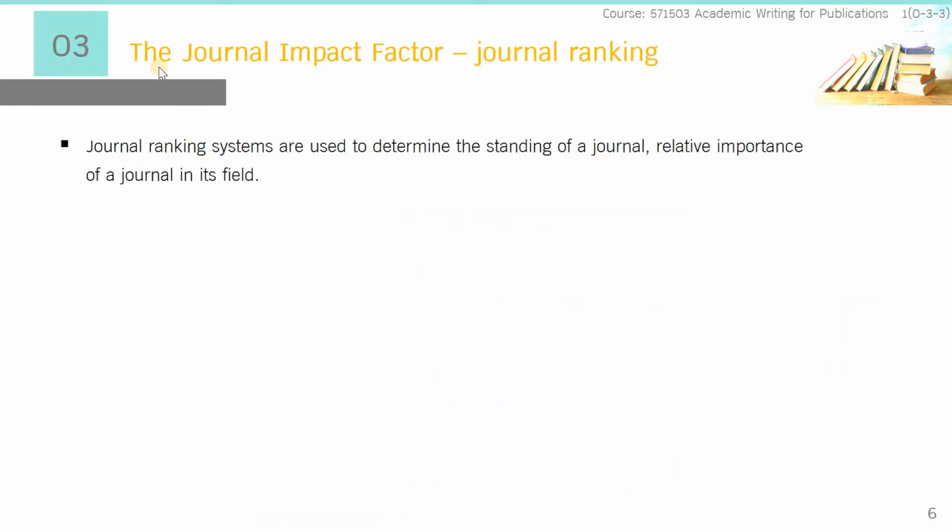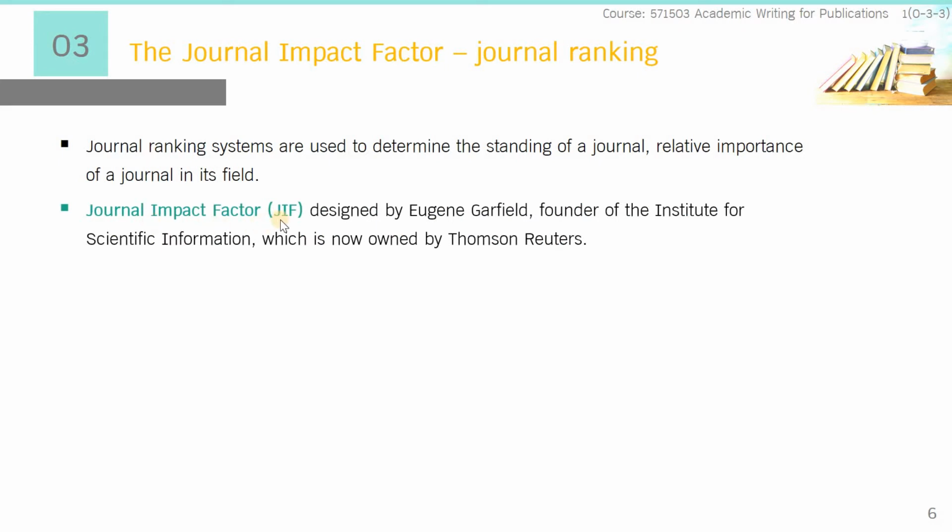So let's have a look a bit further at the journal impact factor. Why is it so important to choose the journal based on this number? Journal ranking systems are used to determine the standing of a journal relative to other journals in the field, or to say how good this journal is relative to the other journals in a similar field. Actually, the Journal Impact Factor (JIF) was designed by Eugene Garfield, who is the founder of the Institute of Scientific Information, which is now owned by Thomson Reuters.